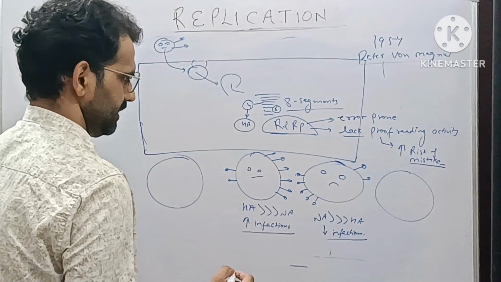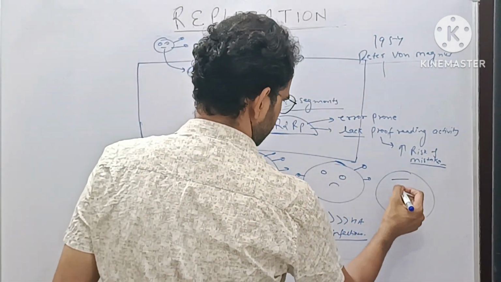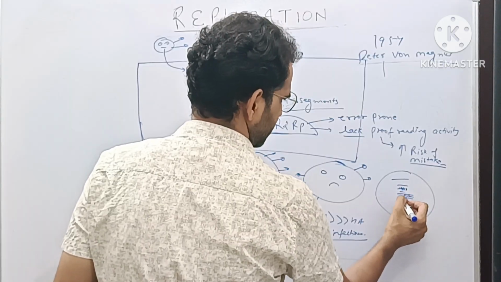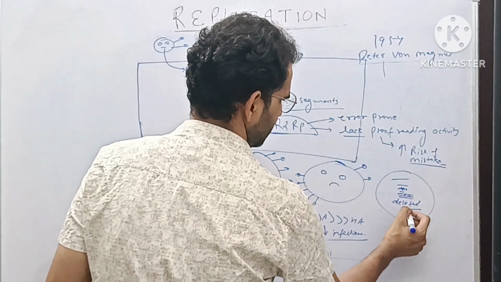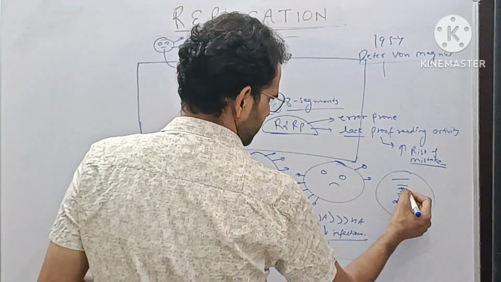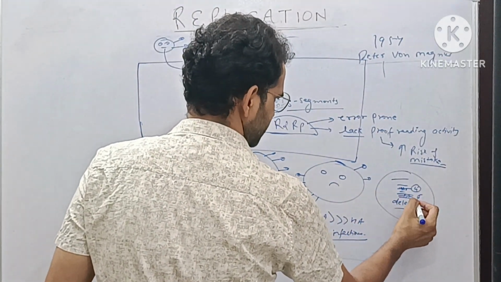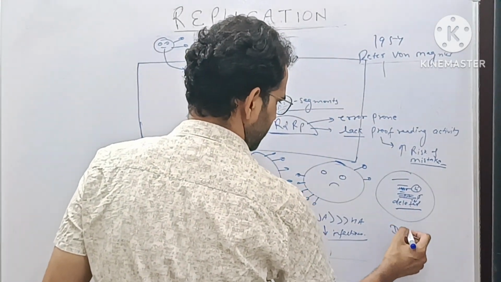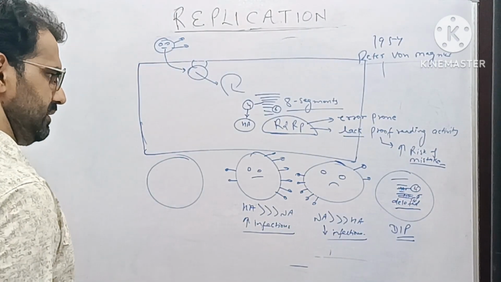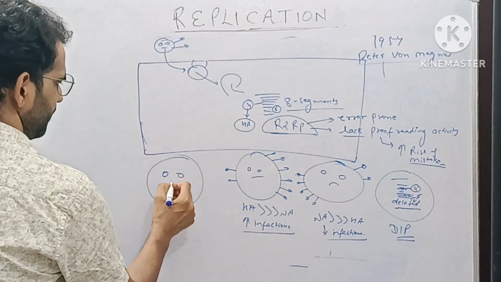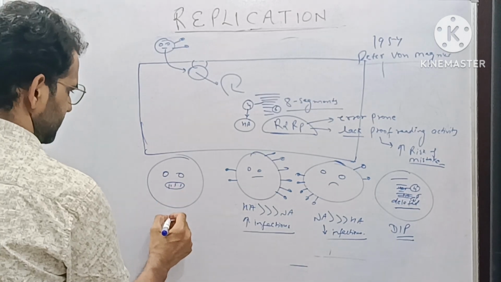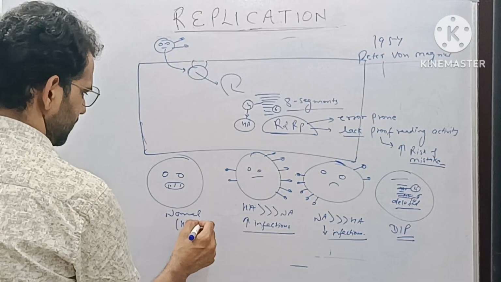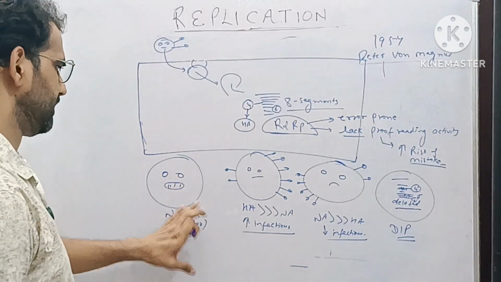This virus is having some loss of gene segments. These are the segments which are deleted, for example, number 4, 5, 6. So this is also a defective interfering particle, and this is the normal particle. Normal is also known as helper. This is the helper for all these three.